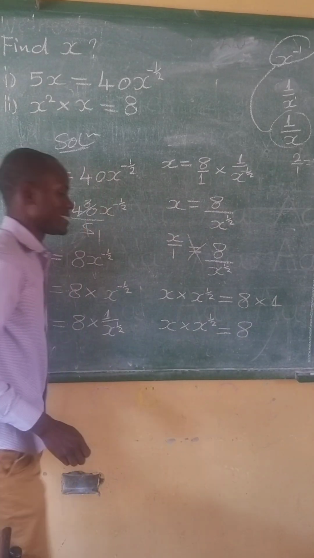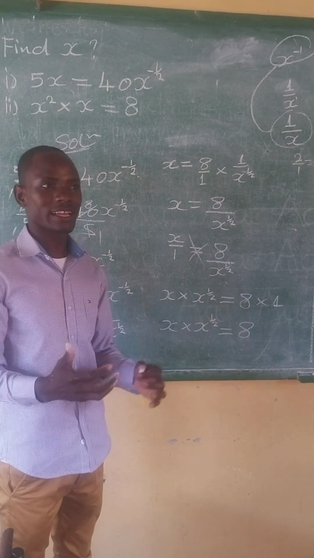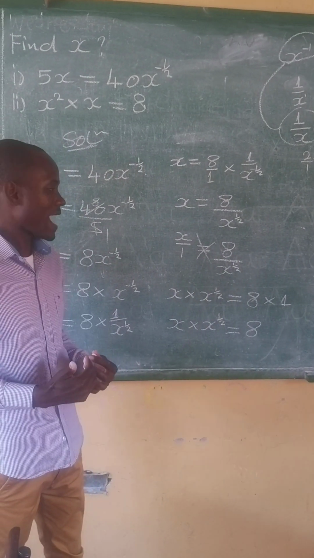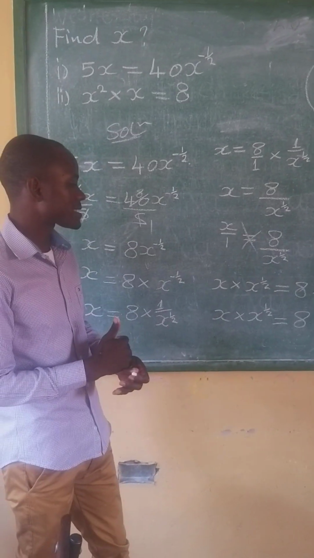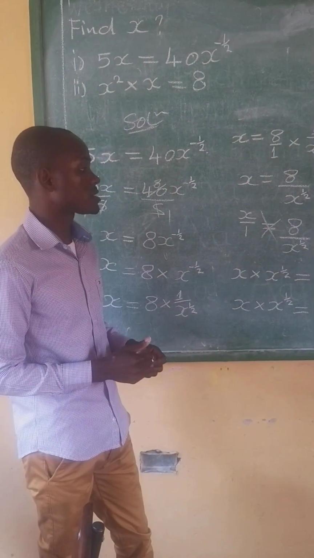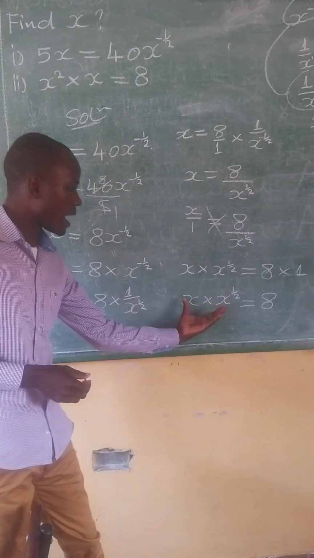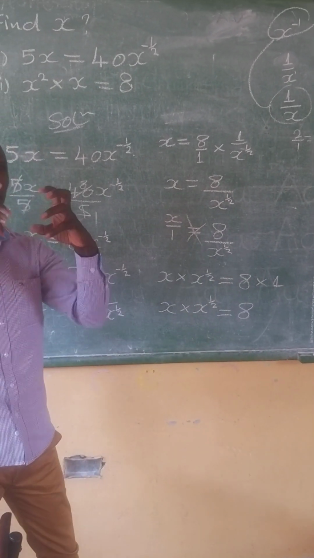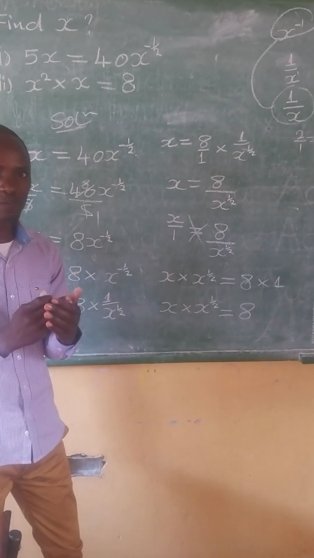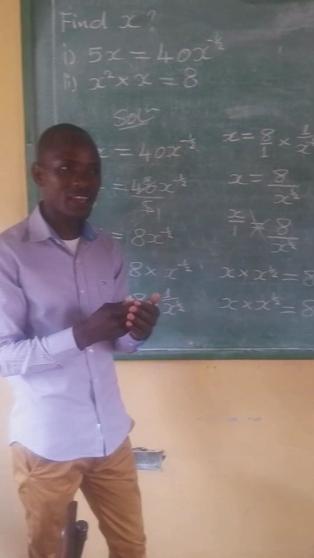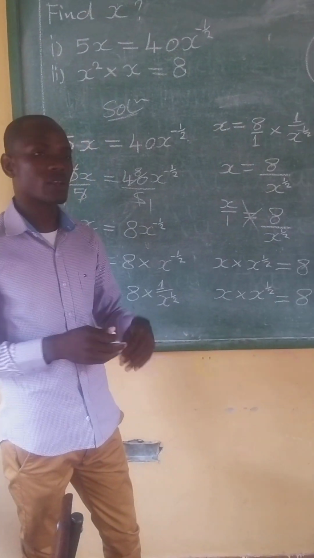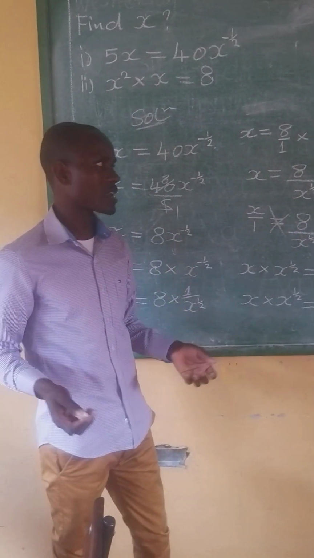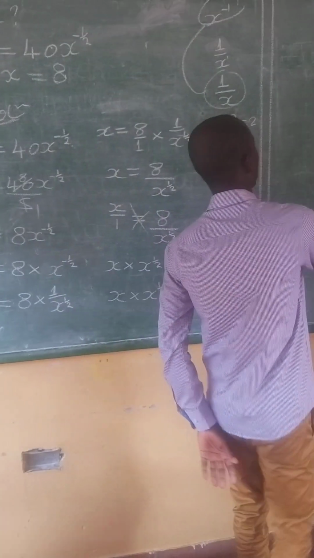Now, remember we are trying to find x, meaning we are making x the subject of the formula. Now, remember in indices, we learned that whenever you are multiplying, you add the powers. Whenever you are multiplying, you add the powers. And whenever you are dividing, you subtract the powers. Now, let's sort out this problem.